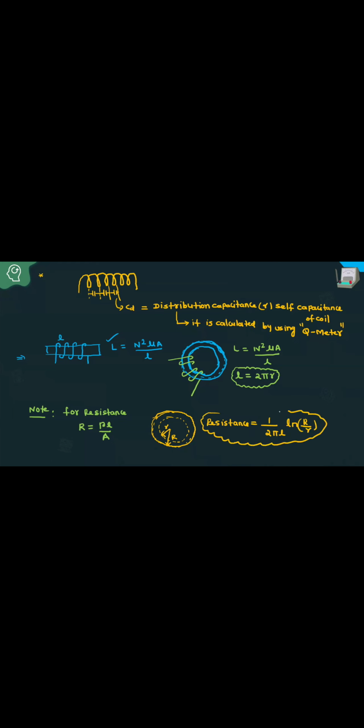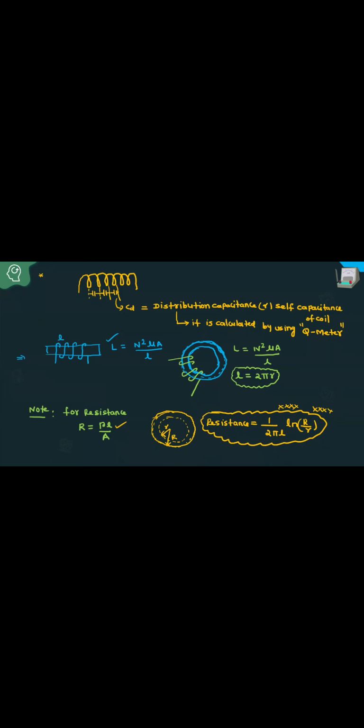Here resistance is inversely proportional to length. Very important. Generally, resistance is directly proportional to length, but for this coaxial shape, it is given as resistance equals 1 by 2 pi l ln of R by r. Mainly in cables, you have to calculate the insulation resistance. Then you have to calculate this 1 by 2 pi l into ln of R by r.